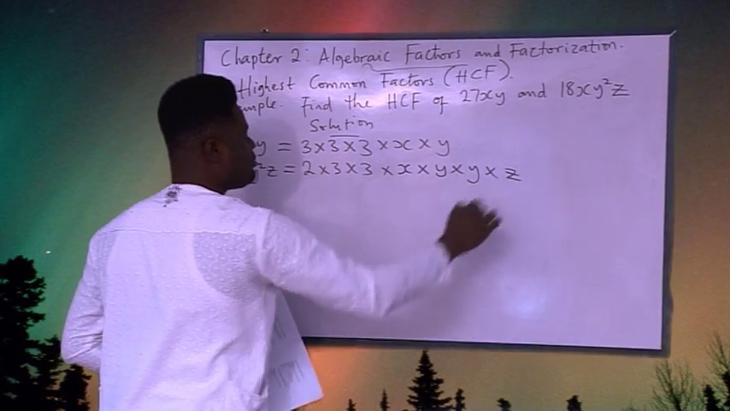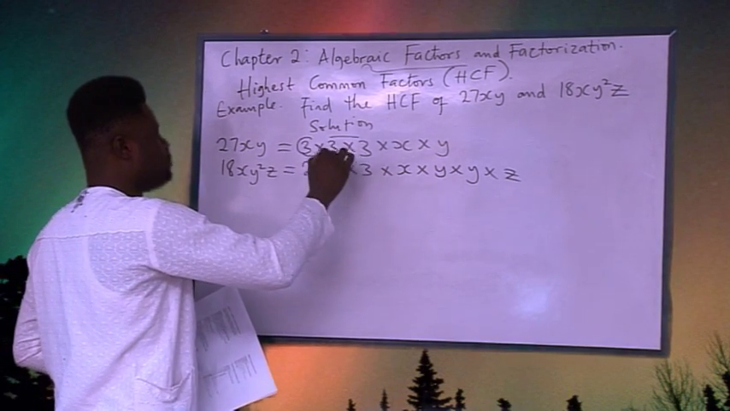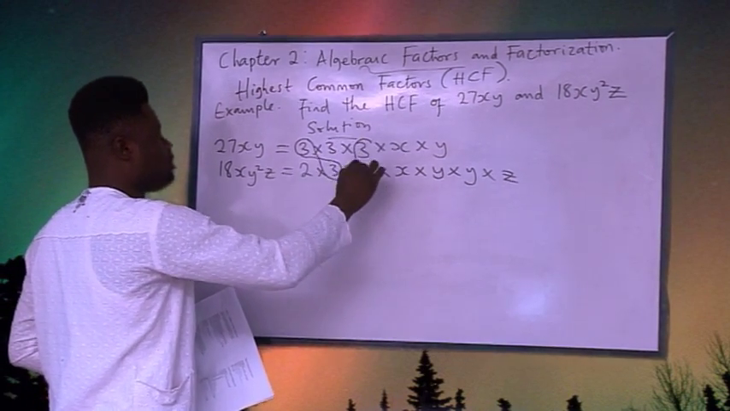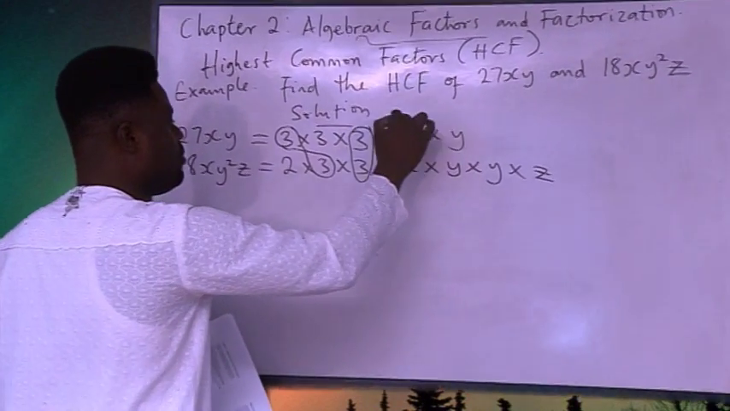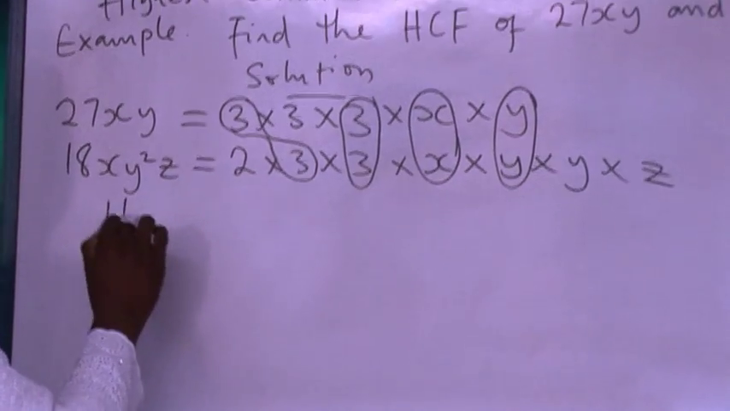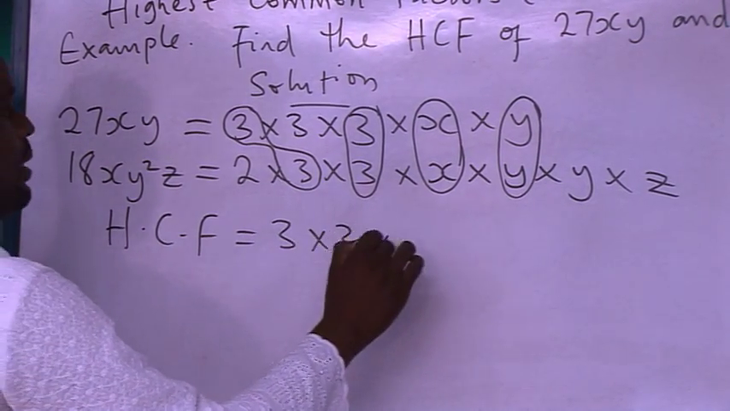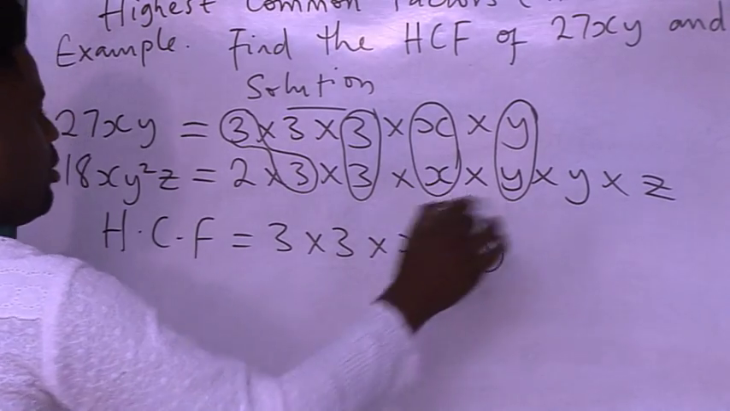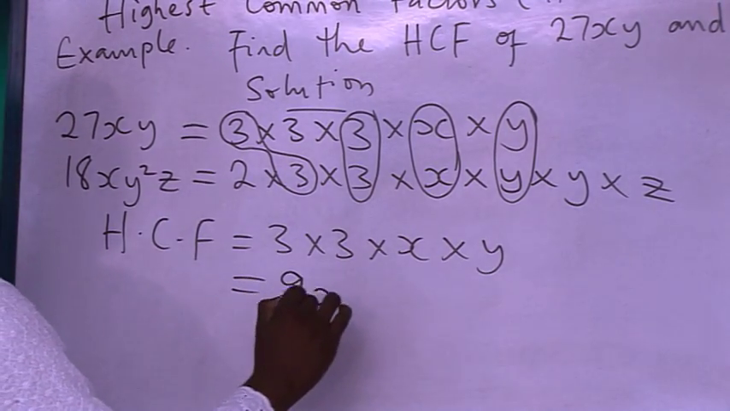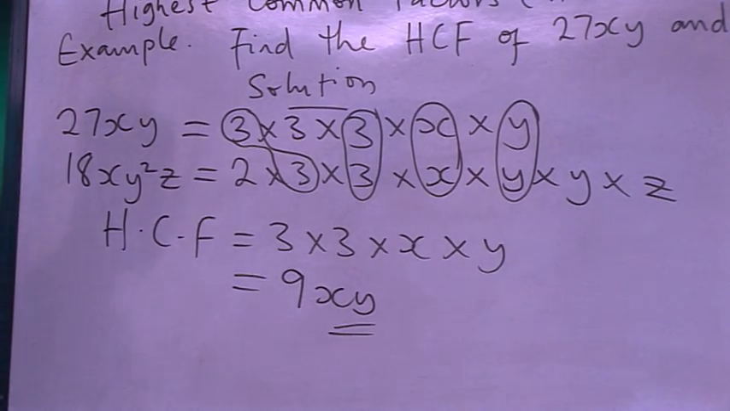Then z. Then pick the common ones. So the HCF equals 3 times 3 times x times y, because they are common. That will give us 9xy. That's how you do it. We do another example again to prove.